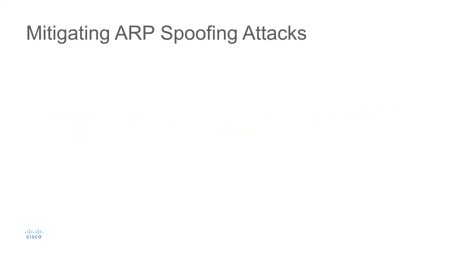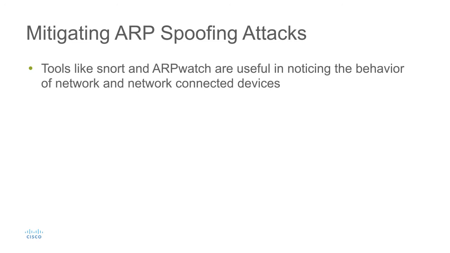Now, mitigating these attacks, well, you've got tools like Snort and ARP Watch that are going to help me identify this behavior as it happens on the network, and intrusion prevention systems like our new Cisco Firepower devices that are running Snort are going to be able to identify some of this for us. But we can also use dynamic ARP inspection, and that'll help us to mitigate some of these ARP spoofing attacks.